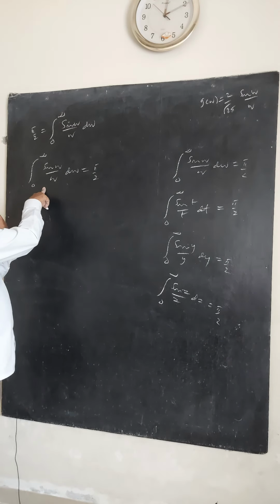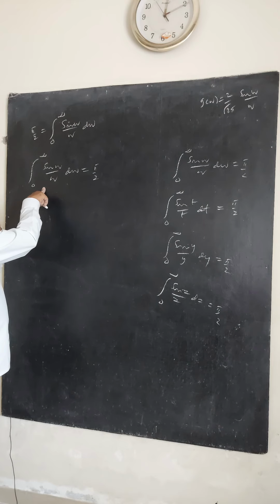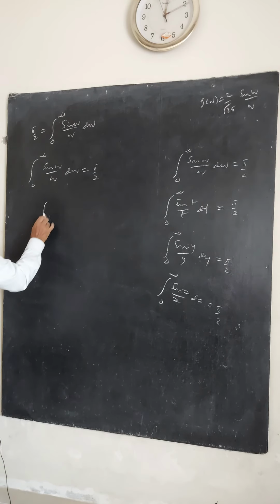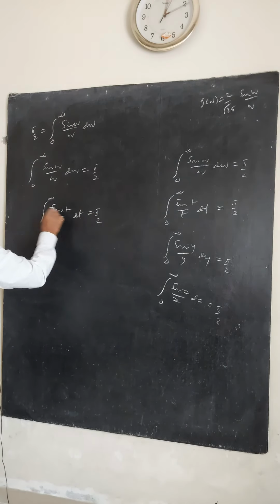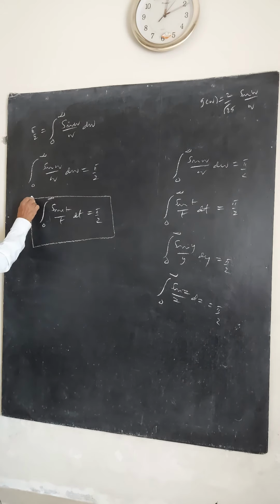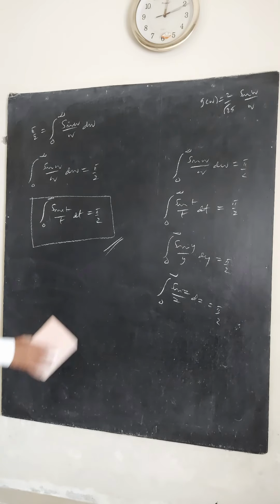Therefore, the answer is we have to give in dummy variable t. Therefore, 0 to infinity sin t by t dt equal to pi by 2 is the answer. This sum is over. Next, sum number 2.